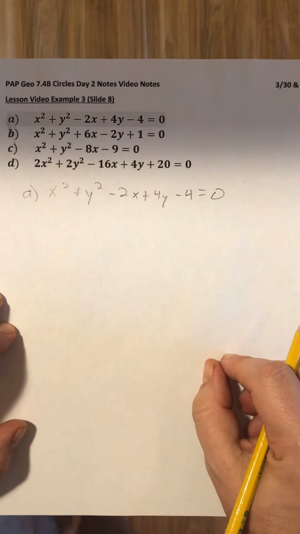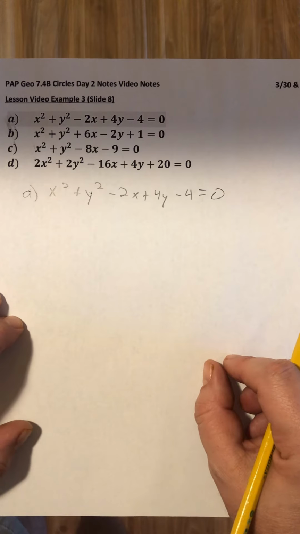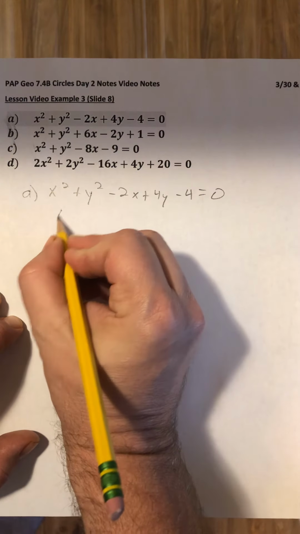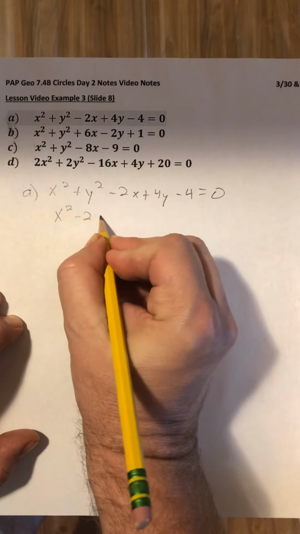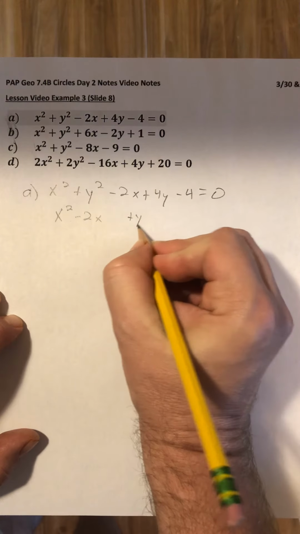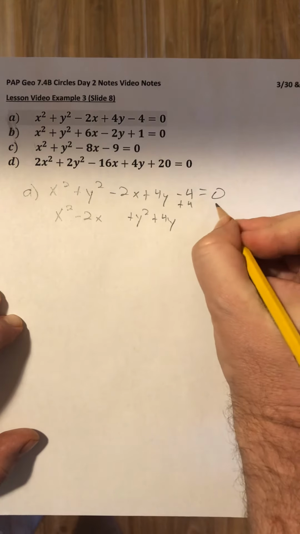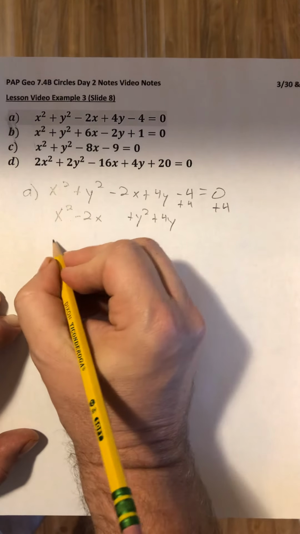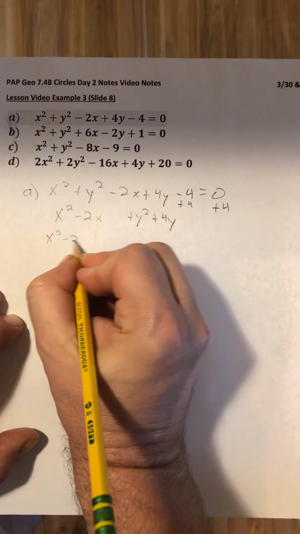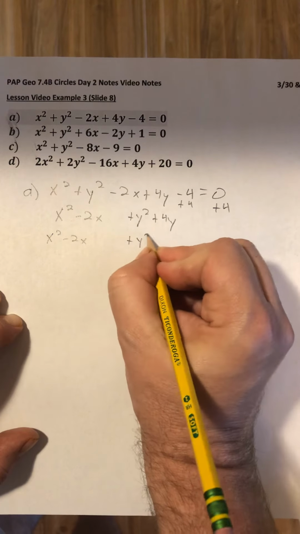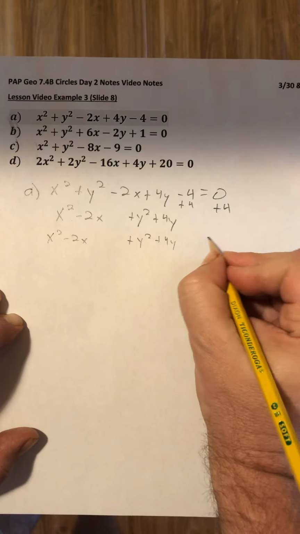Okay? Well, what I want to do is group my x terms and my y terms together, and move that constant to the other side because it may not complete any of my squares, and I'm not going to be concerned about it just yet. I just want to get it out of the way for now. So I'm going to rewrite this as x squared minus 2x, plus y squared plus 4y, and I'm going to go ahead and move that 4 to the other side. Okay? So I've got x squared minus 2x plus y squared plus 4y, and that's going to equal 4.